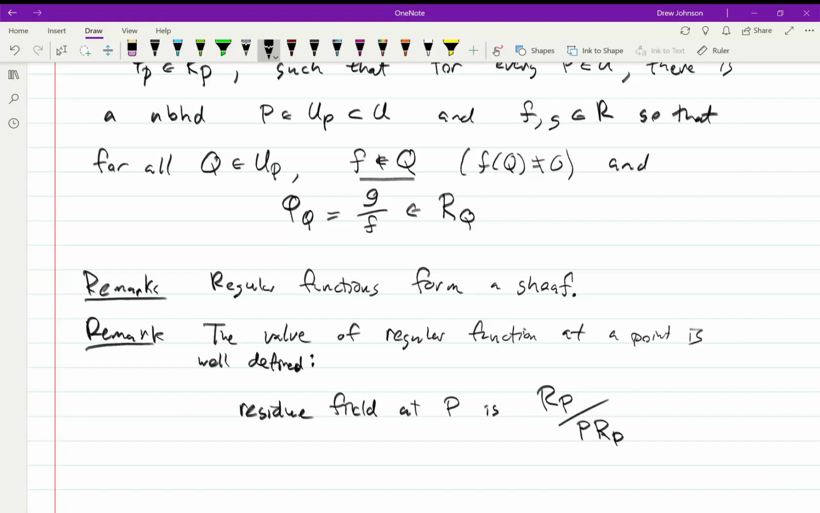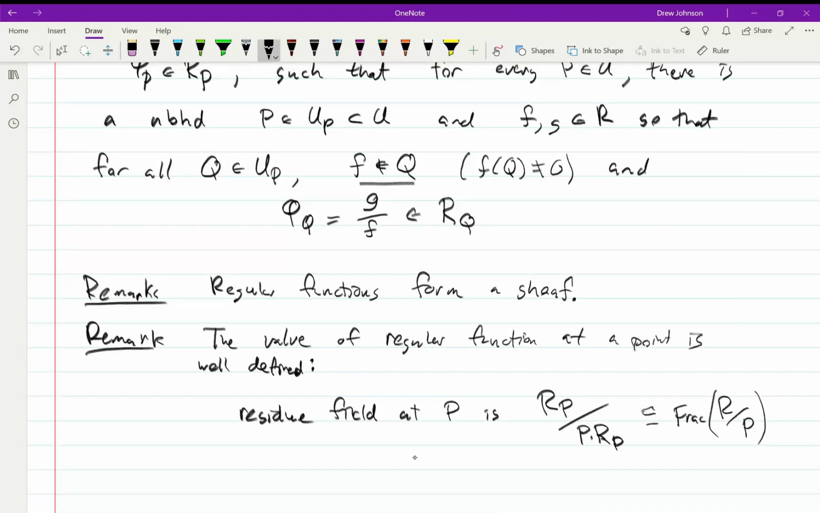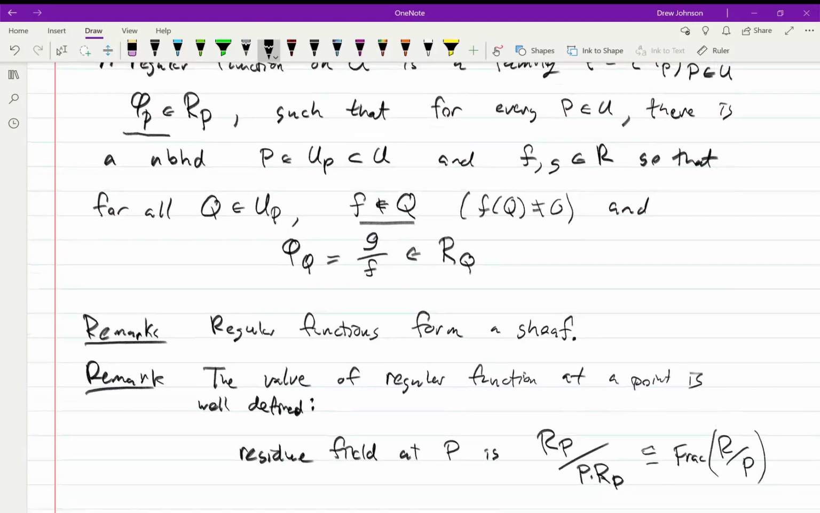So originally I defined the residue field as taking R mod P, taking the fraction field of R mod P. But the other thing you could do instead is localize at P first and then mod out by the maximal ideal given by P in this ring, and you get the same answer. Okay, so if you take your phi_P in R_P and then just move it into this quotient ring, you'll get the value of the function in the residue field. Okay.